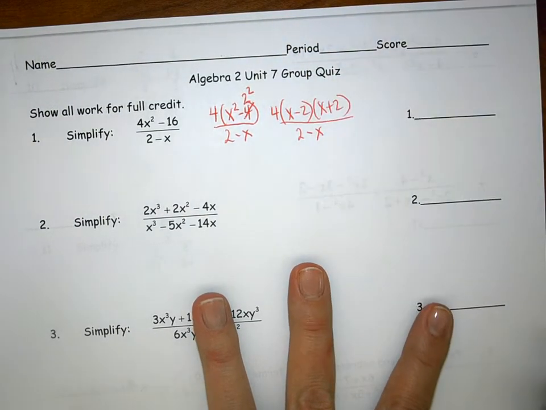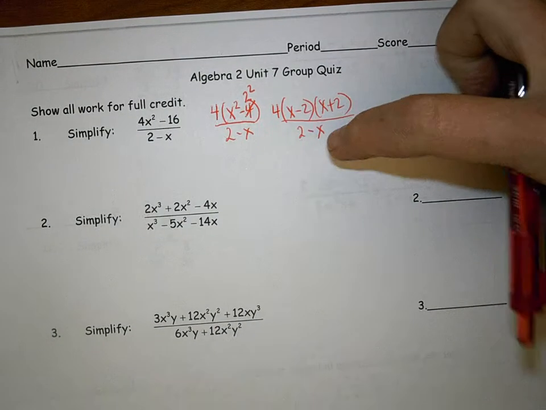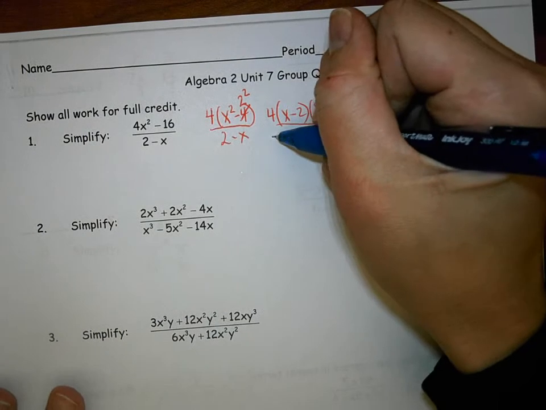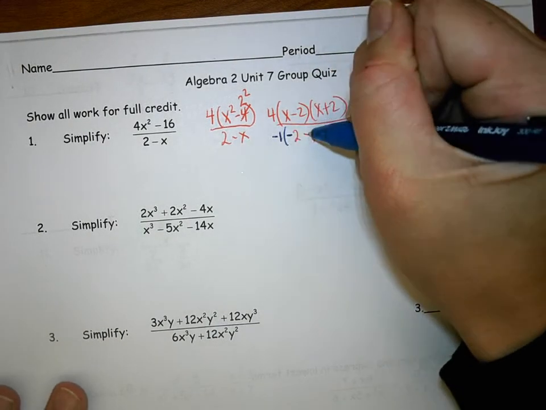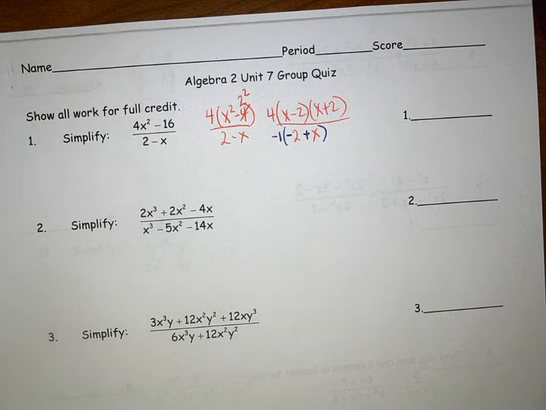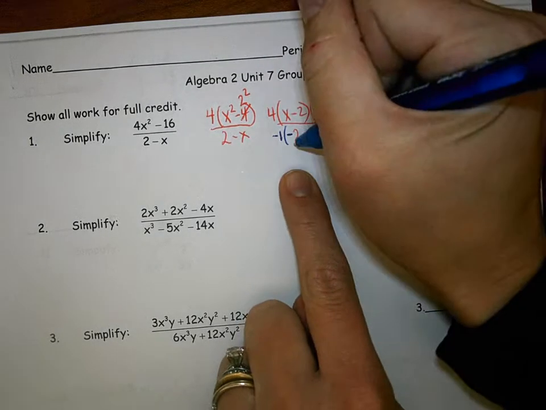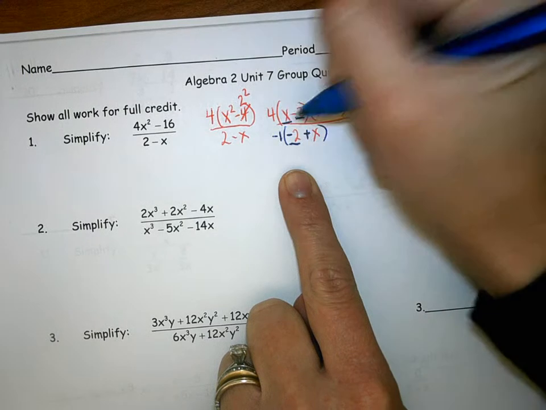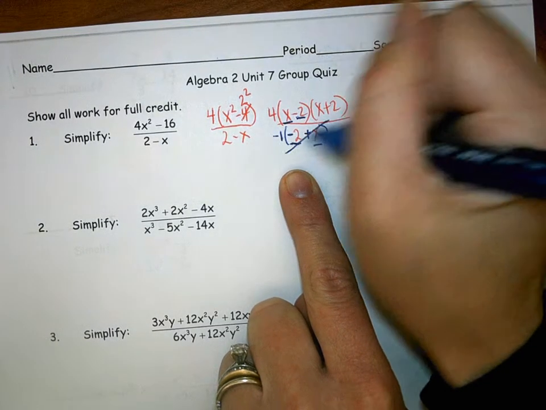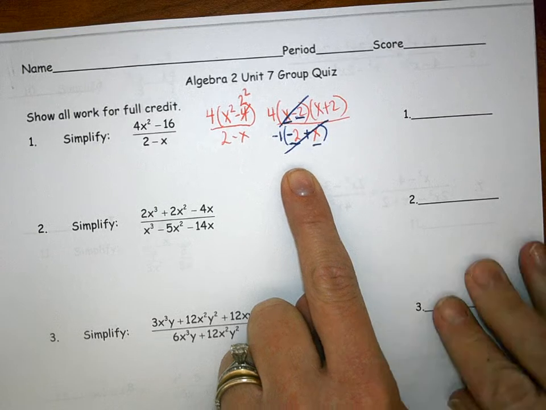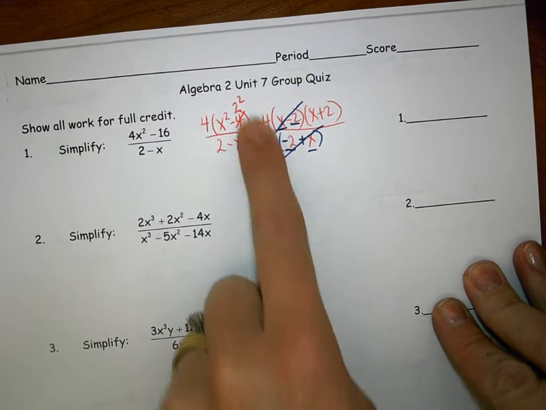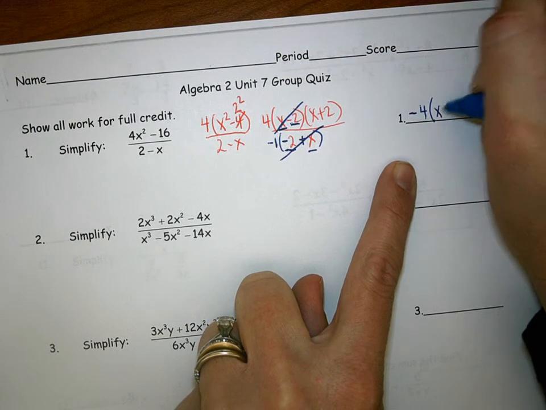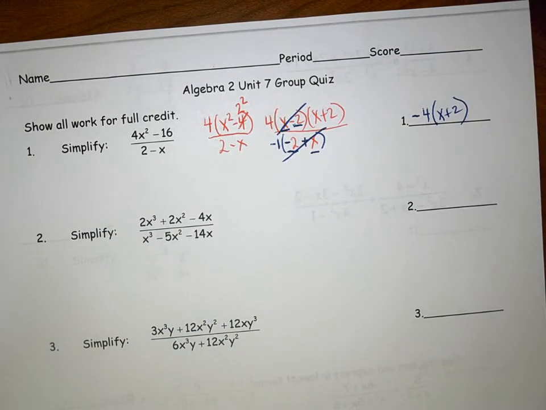If you look, x minus 2 and 2 minus x are similar, but they are not the same. If you take out a negative 1, which will change that to a negative and that to a positive, now these two are the same. Because if you notice, the 2 is negative here, 2 is negative here. X is positive here, x is positive here. So these can be canceled. This negative 1 can go with the top or the bottom. So when we write this, I'm just going to write the negative with the top. So we have negative 4 times (x plus 2), and that's my answer.